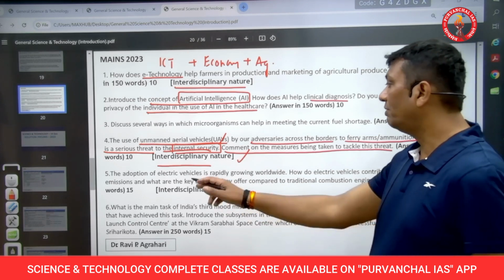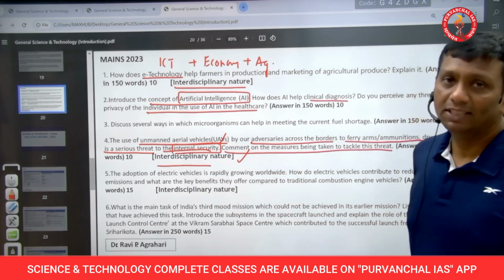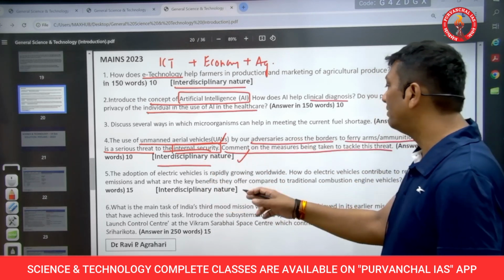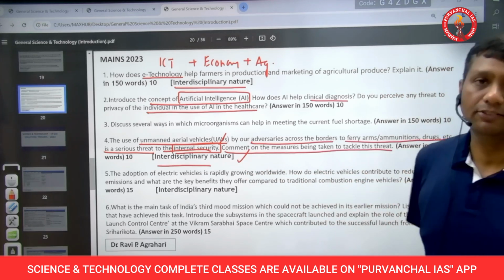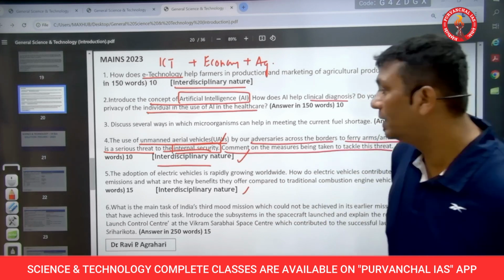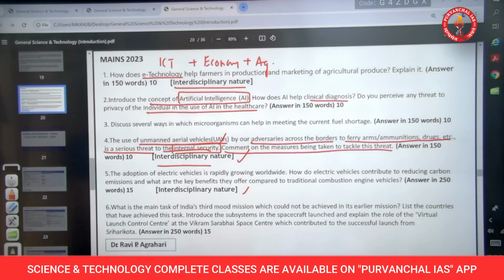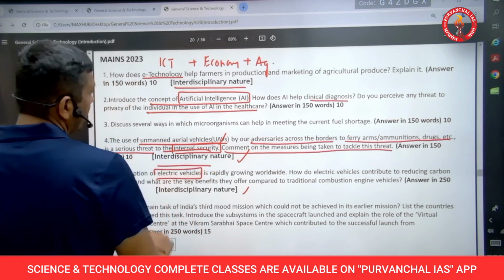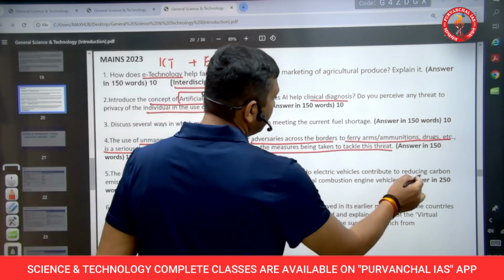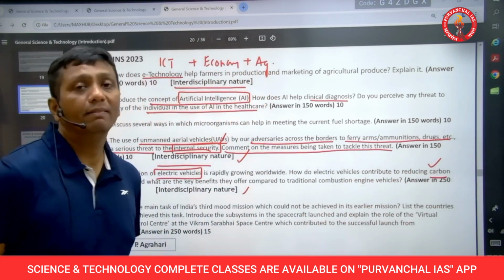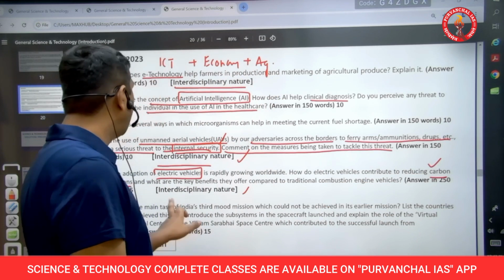Next question. The adoption of electric vehicles is rapidly growing worldwide. How do electric vehicles contribute to reducing carbon emissions, and what are the key benefits they offer compared to traditional combustion engine vehicles? Okay, it is again an interdisciplinary question. Because here this question connects with EV vehicles, which is science and technology. And on the second side, it connects with reducing carbon emissions, which means the environment. So I mentioned that it is interdisciplinary.